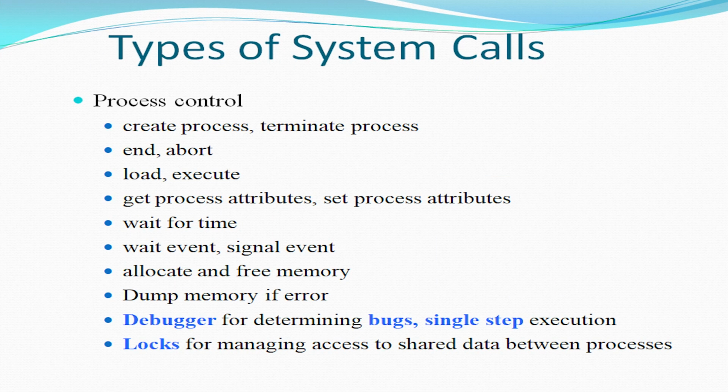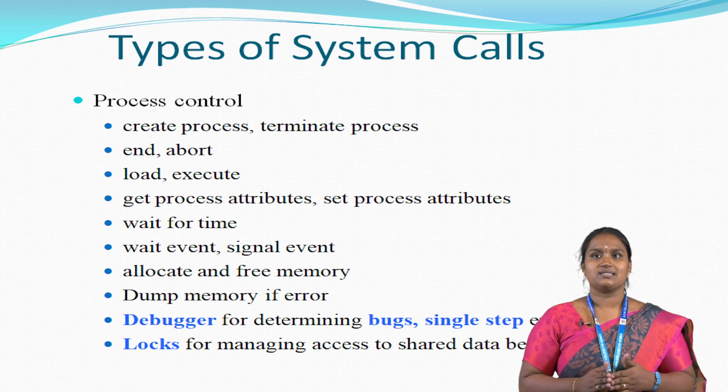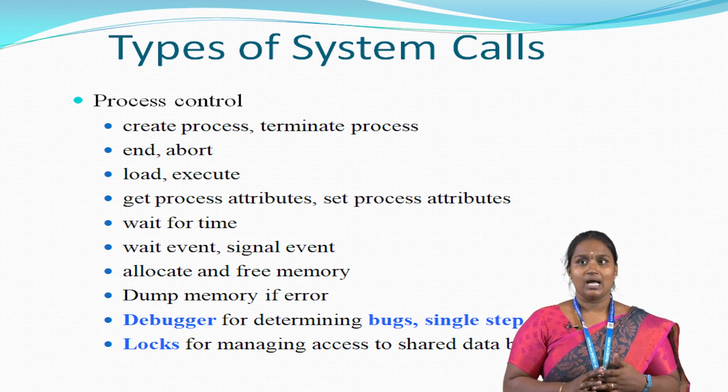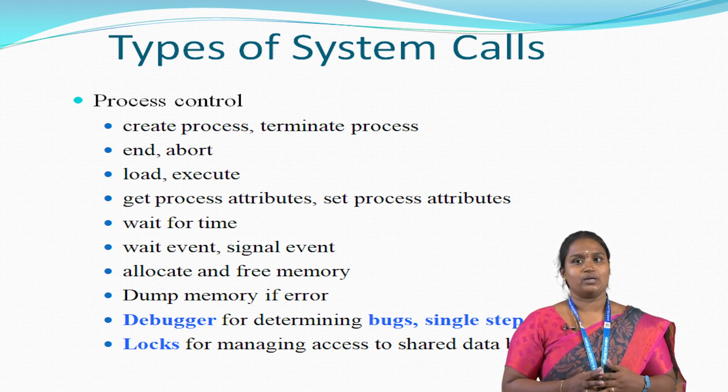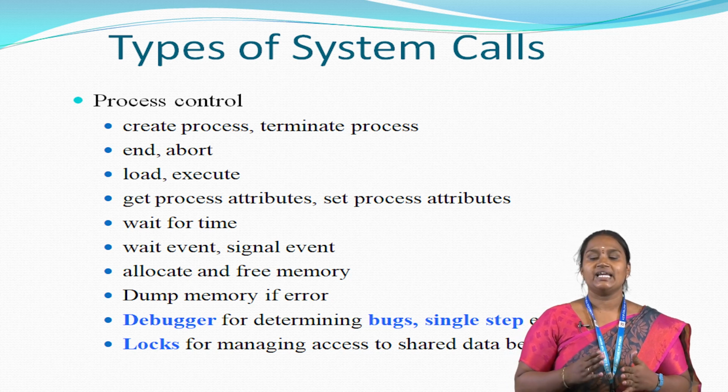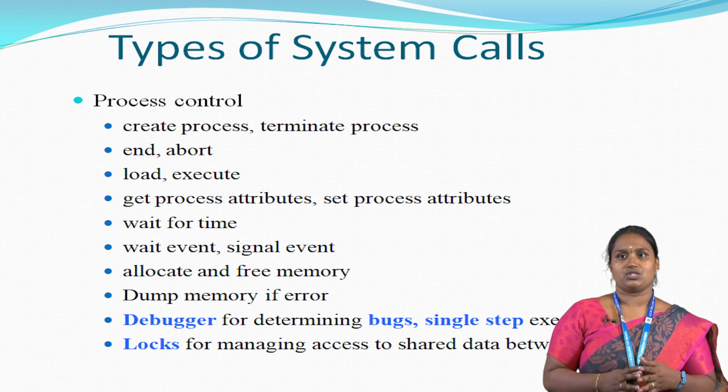The types of system calls. The first one is process control. It includes create process and terminate process, end and abort. Next is load and execute a program. Get process attributes and set process attributes. Next, wait for time, wait event and signal event.